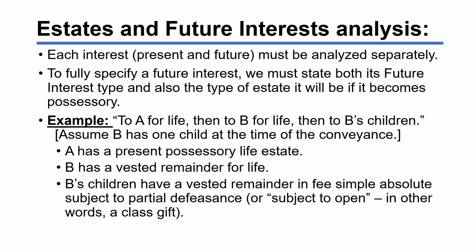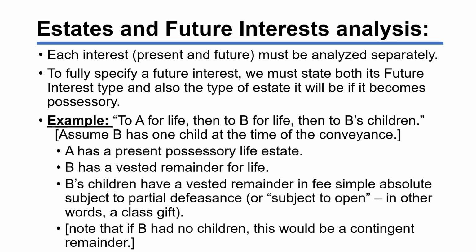But it's a vested remainder in fee simple absolute, which means that when B's children get it, they get to keep it forever. However, because it's a class gift, a gift to a group of people described by their relationship, namely B's children, it is subject to partial defeasance or subject to open. What that means is that B could have more children in the future, and those additional children would be permitted to take their shares of the remainder as well.